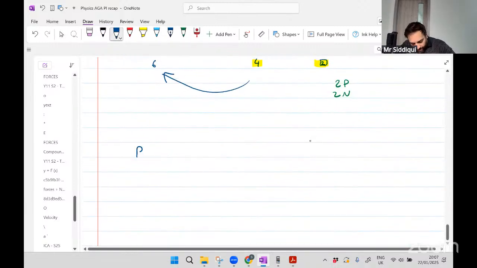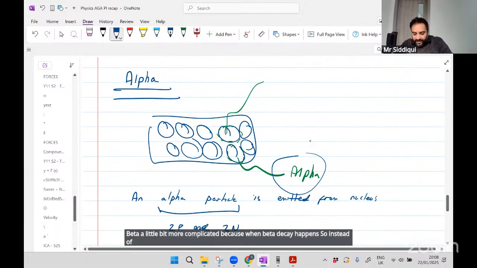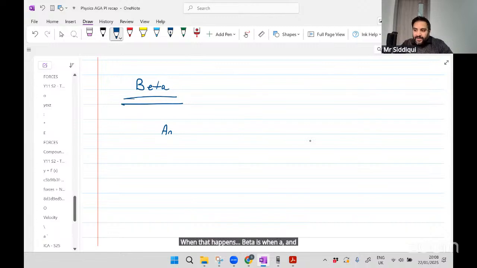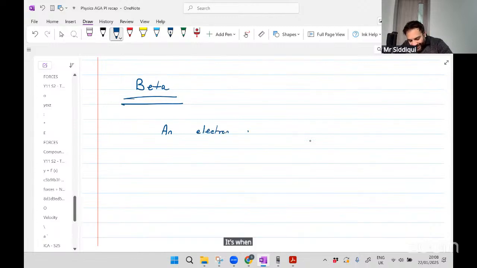Beta decay is a little bit more complicated. Instead of alpha radiation happening here, some things will have beta radiation. Beta is when, and this is confusing to explain, so don't ask me to explain it further, an electron is emitted from the nucleus.